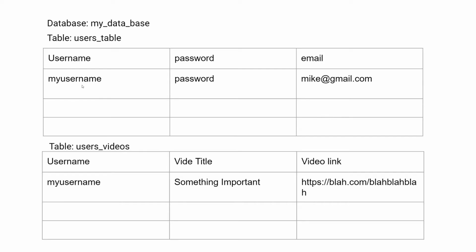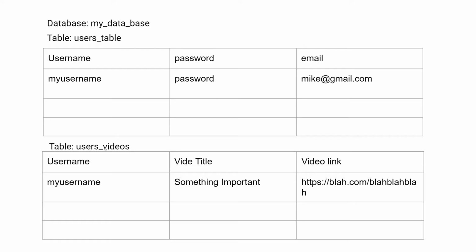I already filled one out to give you an idea of what it would look like. So the username here is my username. The password here is password. It doesn't have to be the same as that. I should have named it my password. Sorry if that's confusing. And the email here is mike@gmail.com.